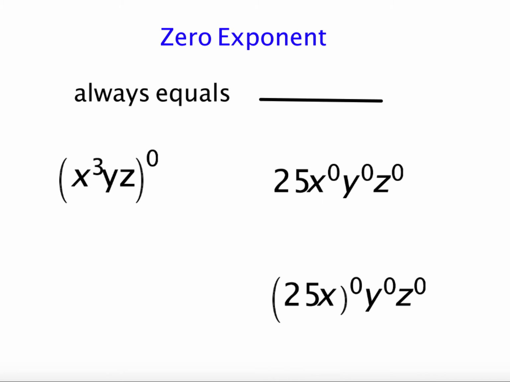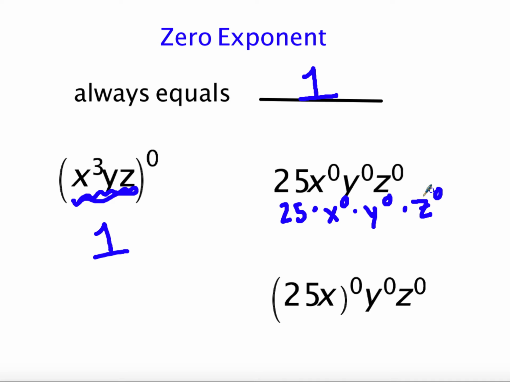Fourth major rule is when you have a 0 exponent, that part of the expression always equals 1. So it doesn't matter what's happening inside these parentheses. The whole thing is raised to the 0 power, which means it equals 1. Anything to the 0 power is 1. If you're looking at this one, this is a little bit of trickiness, is that in this expression, 25 is not being raised to the 0 power. So we have 25 times 1 times 1 times 1, which just equals 25.